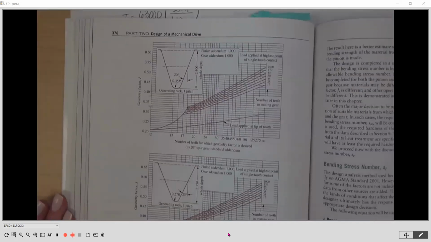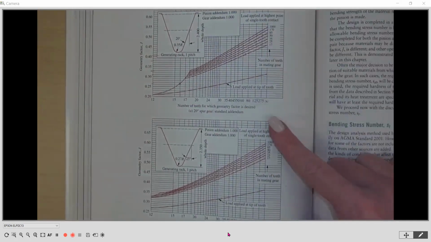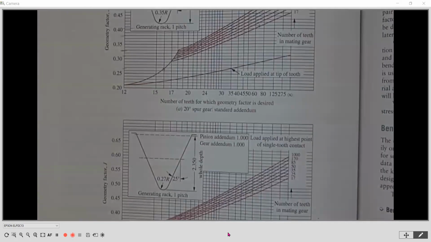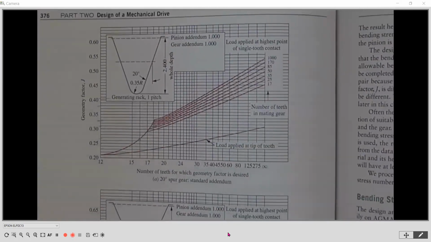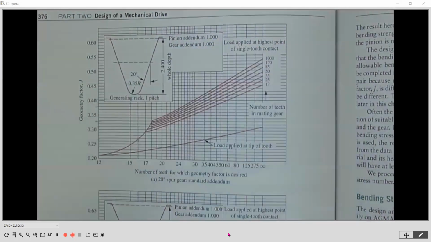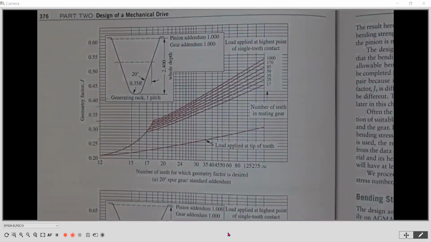Now, there are 2 figures on this page. One of them is for 20-degree pressure angles, which is the top, and one of them is for 25. We're going to focus on the top because we have 20-degree pressure angles. Now, to find the geometry factor J, which is going to be on our vertical axis, we have to know if we're on our pinion or our gear. So we're going to start with our pinion.